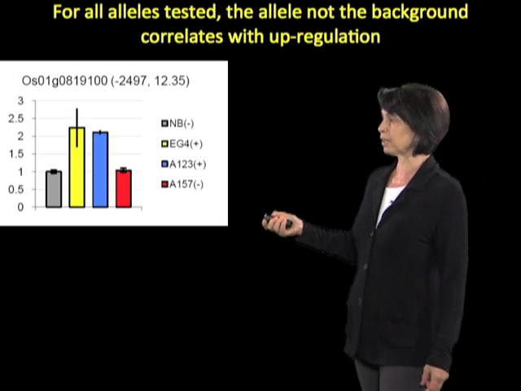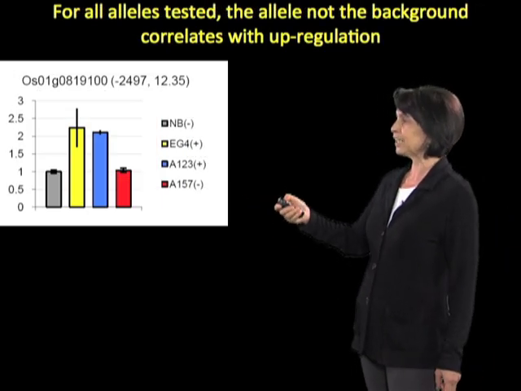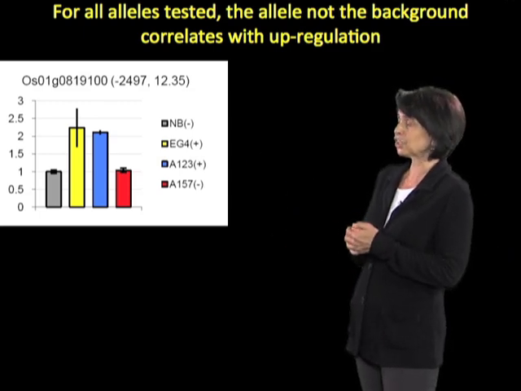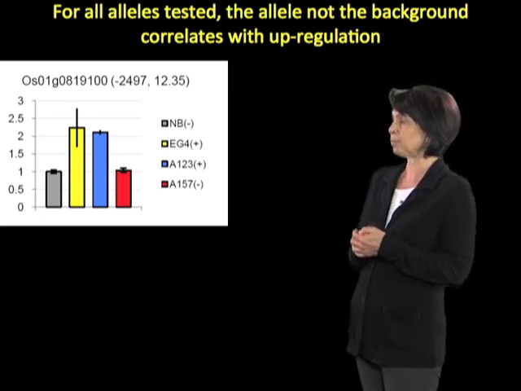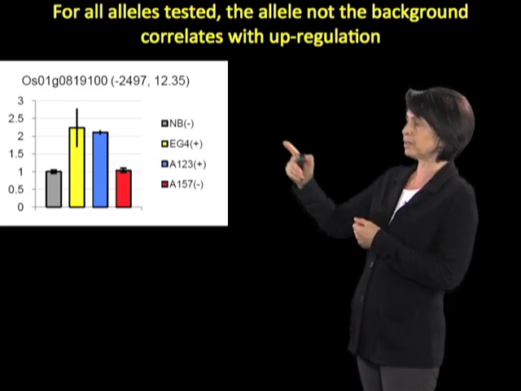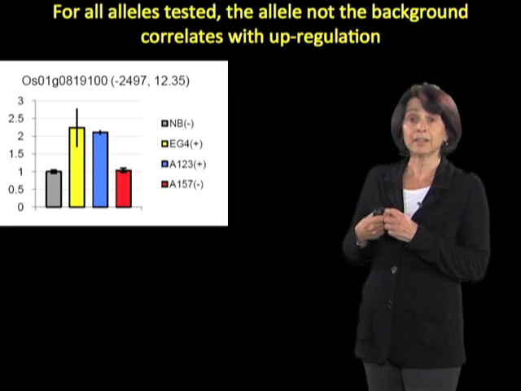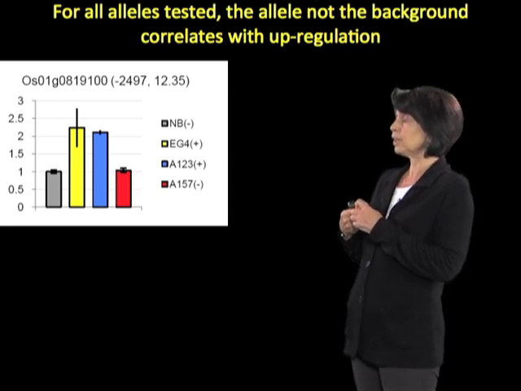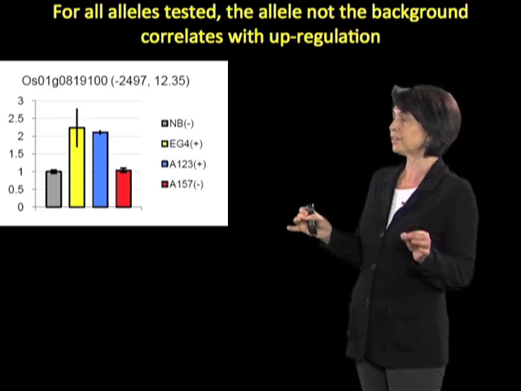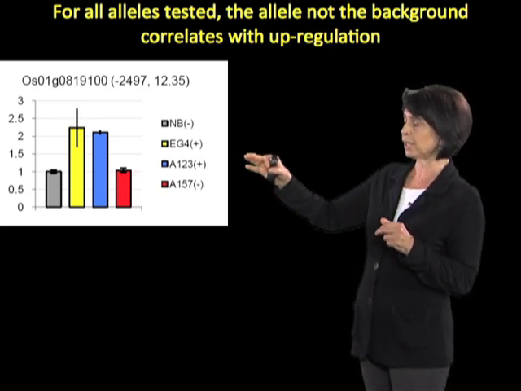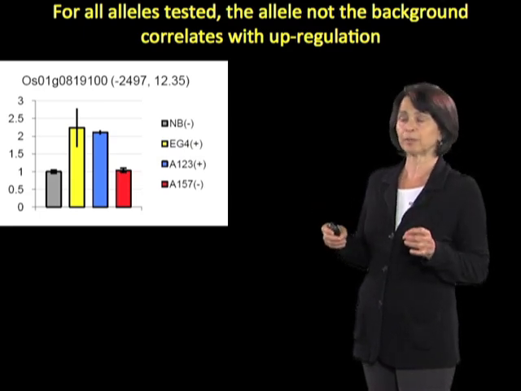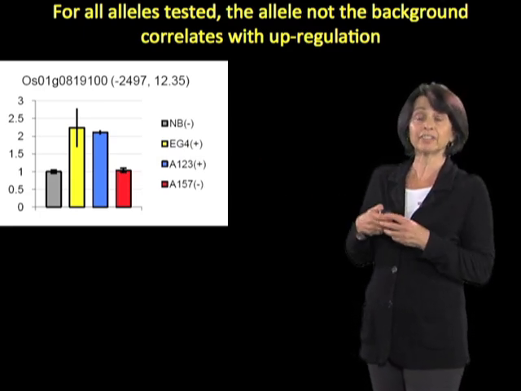Here's another experiment. I'm not going to show you all of them, don't worry. Here's another gene. It's OS01G0 whatever. This insertion is at minus 2.5 kb from the transcription start site. Again, what we have here in Nipponbare, the negative next to Nipponbare means that there is no Emping in that gene. The plus means there is. So here, EG4 and A123 have that allele with Emping. A157 doesn't. Again, the expression has to do with the presence of Emping, in this case, 2.5 kb upstream from the transcription start site.